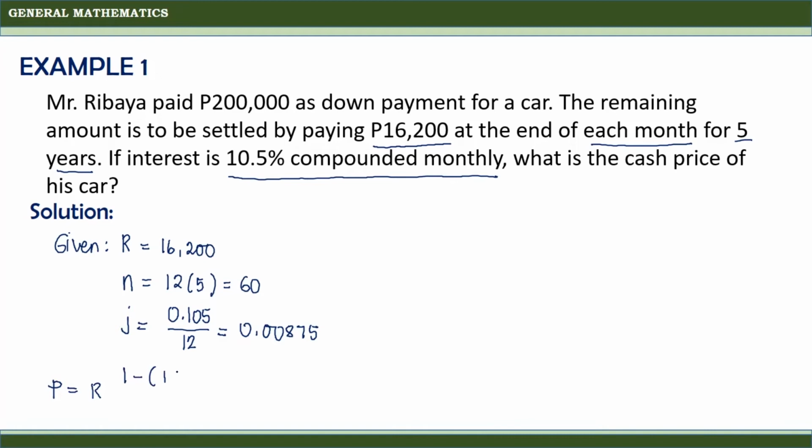Now, to find the present value, we will be using the formula P is equal to R times 1 minus quantity 1 plus j raised to negative n all over j. Since we are now complete with our given, we can substitute the values of R, n, and j in our formula, giving us P is equal to 16,200 times 1 minus 1 plus 0.00875 raised to negative 60 all over 0.00875.